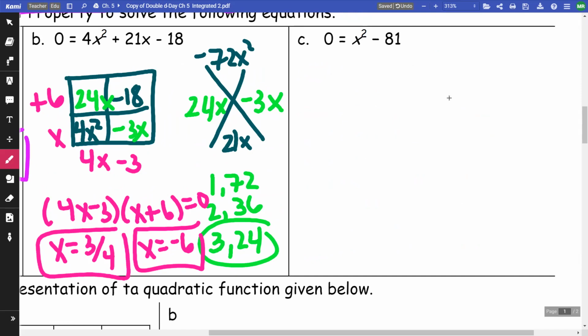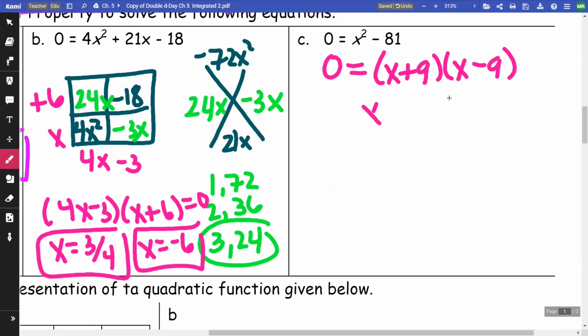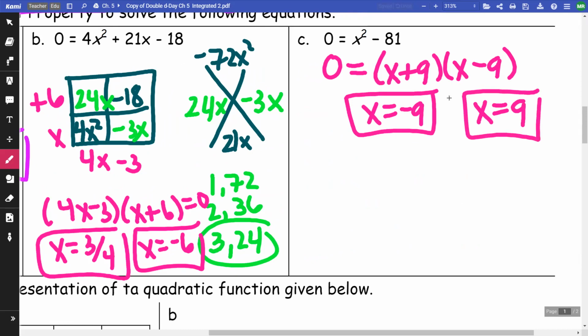On letter C, this is a difference of 2 squares. So this is going to be an x plus 9 and an x minus 9. And so I'm going to get a negative 9 for the first parenthesis and a positive 9 for the second.